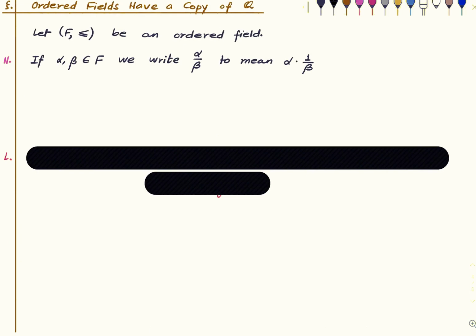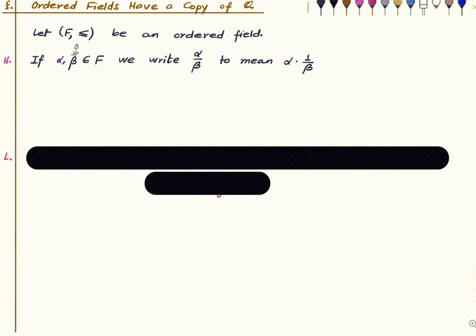Now we will show something more. We will show that ordered fields actually have a natural copy of the rationals. So this obviously is more than what we just did, because rationals already contain a natural copy of the integers. Again, fix an ordered field, and we have this notation. For alpha and beta in the ordered field, we write alpha by beta to mean alpha times 1 by beta, where this is the multiplicative inverse of beta. Of course, to do this, we need to assume that beta is non-zero.